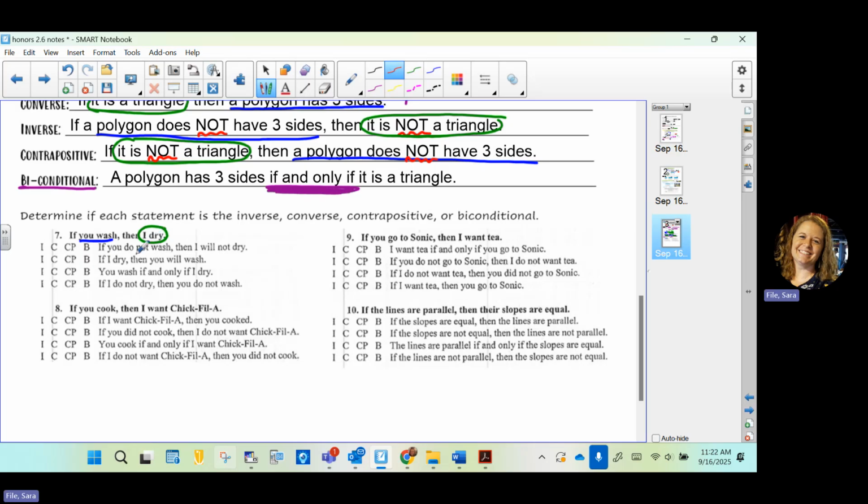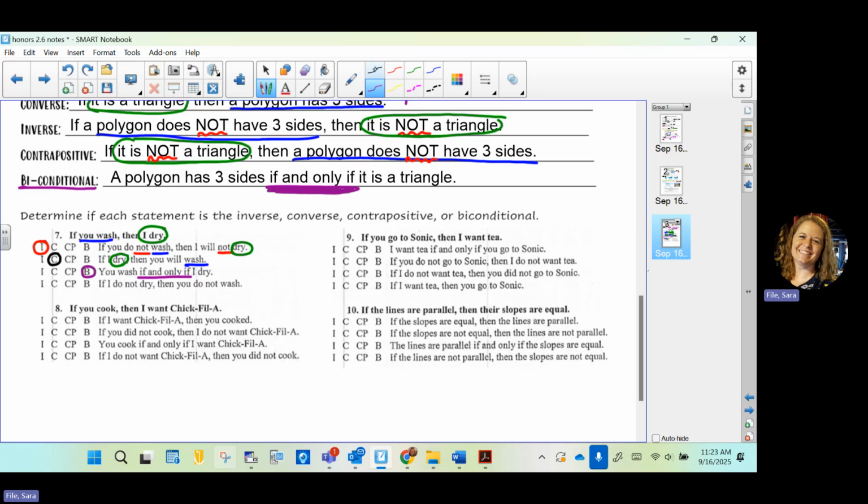This next one says, if you do not wash, then I will not dry, but it kept the same order. It kept wash at the beginning and dry at the end. So the order didn't change. It was just negated. That is an inverse. If I dry, so that brought dry to the beginning, then you will wash. So that switched the order. It didn't negate, it switched the order. So that is the converse. You wash if and only if I dry. So if you see the if and only if, that's your biconditional.